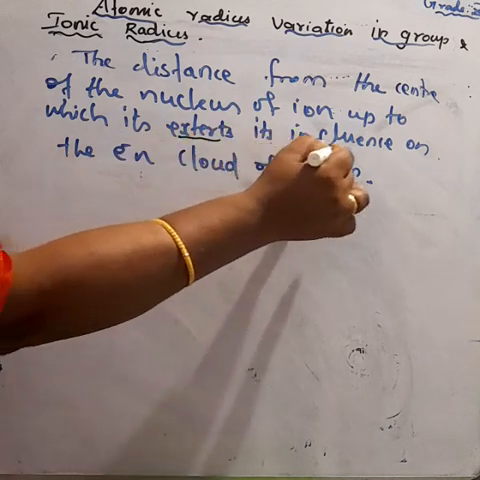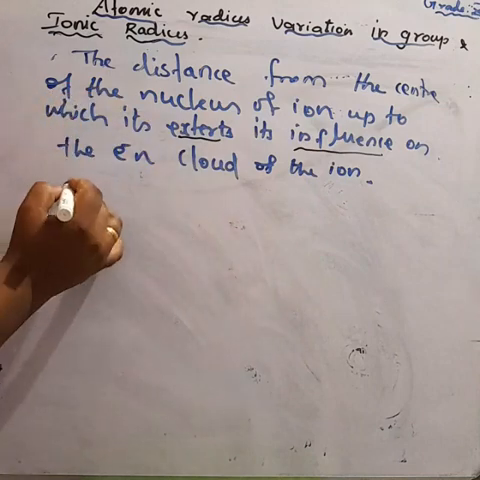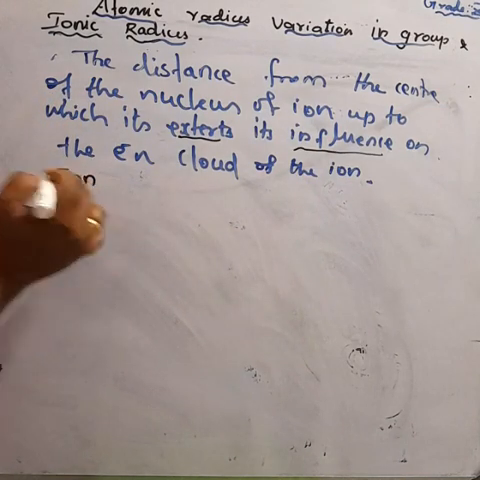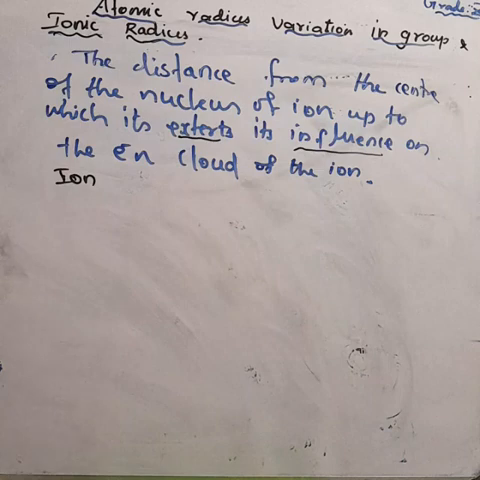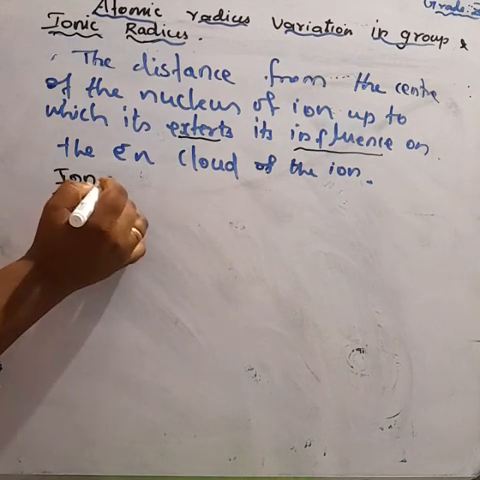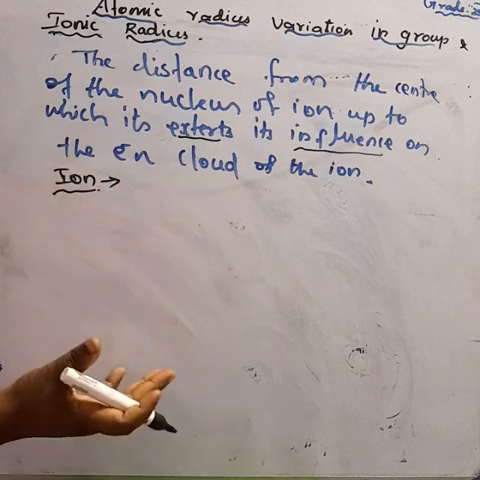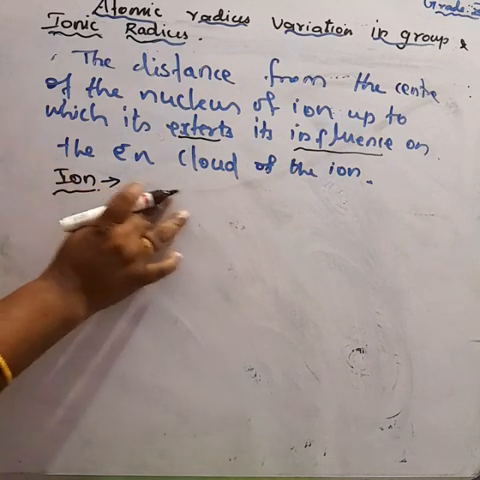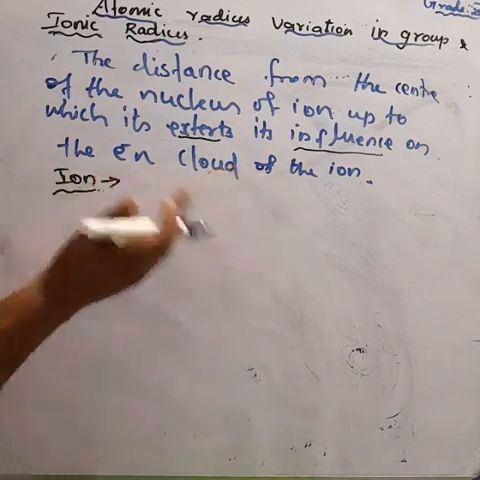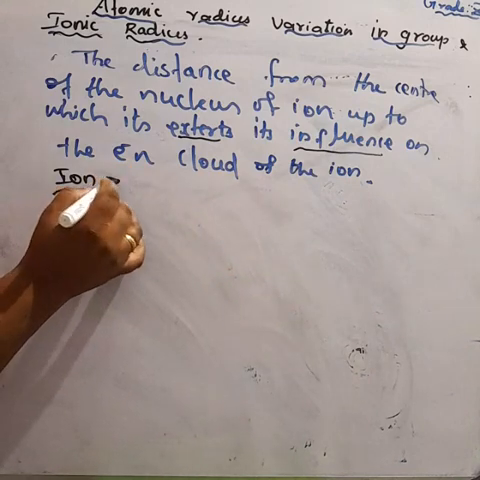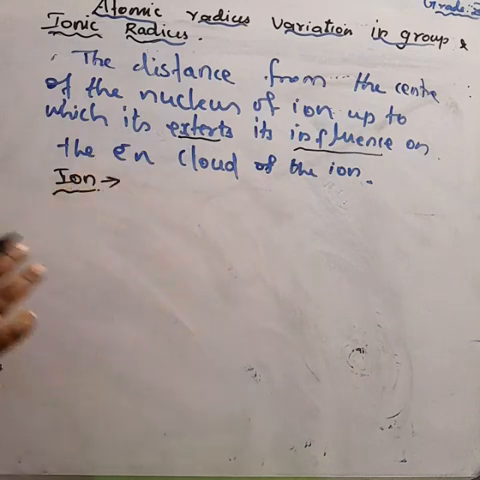What do you mean by ion? Let us discuss with an example. An atom in the neutral state does not exist freely, except noble gases. Noble gases have a stable electronic configuration, so they exist in the free state, but all the other atoms do not exist in the free state.